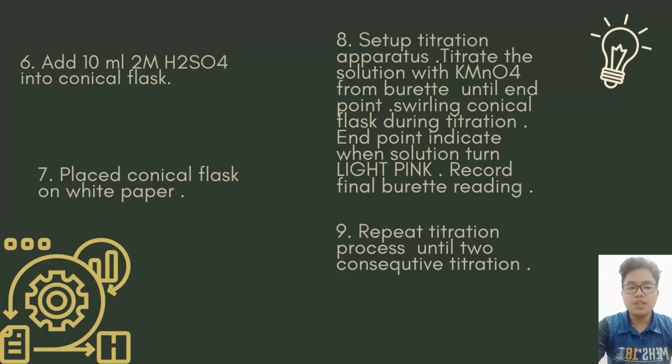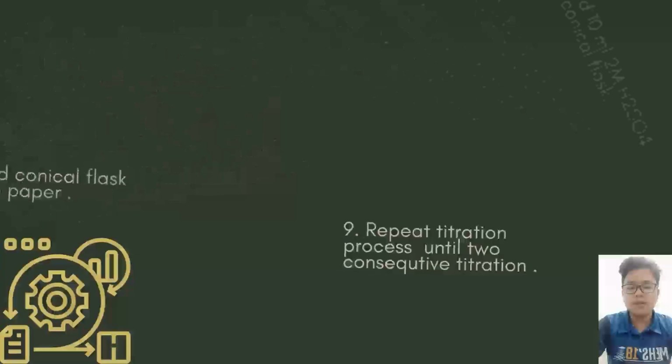Swirl the conical flask during titration. The endpoint is indicated when the solution turns light pink. Record the final burette reading. Repeat the titration process until two consecutive titrations agree.